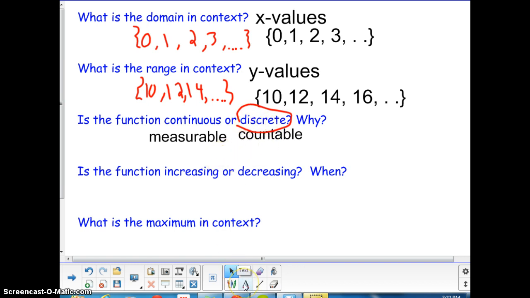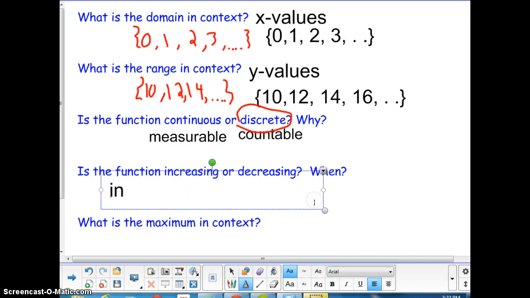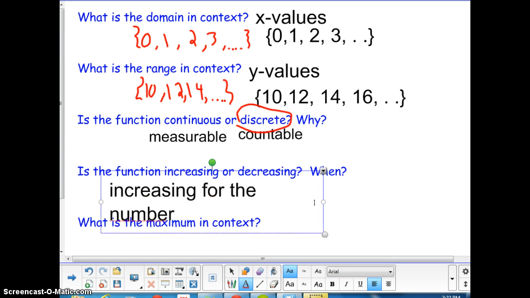Is the function increasing or decreasing? Well, let's think about it. The more rides that you ride, the more you pay. So we're going to say that it is increasing for the number of tickets that you buy.